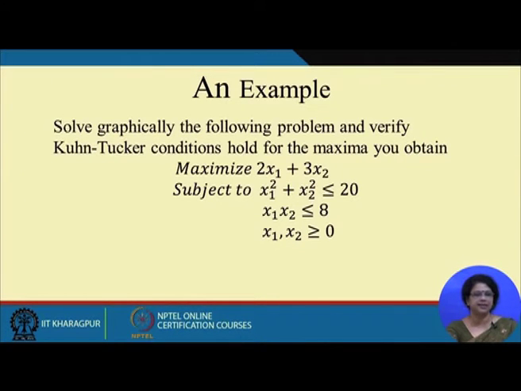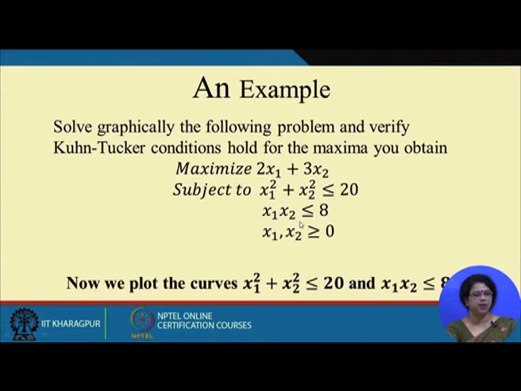Let me consider another example. Here you see we are considering an example where the objective function is linear and both the constraints are non-linear in nature. Now, we will try to find out the solution for this problem graphically first, then we will solve it with our technique. Now, if we draw the graph of the constraint set, x1 square plus x2 square equal to 20 and x1 x2 equal to 8. These are the two constraints for us.